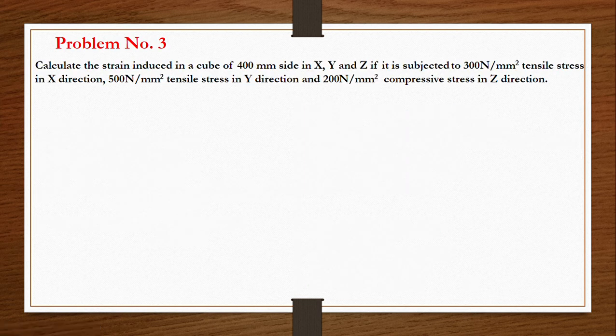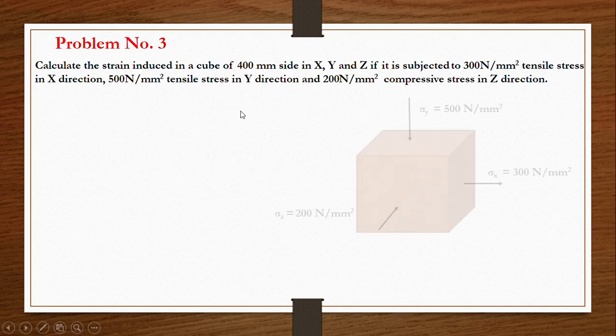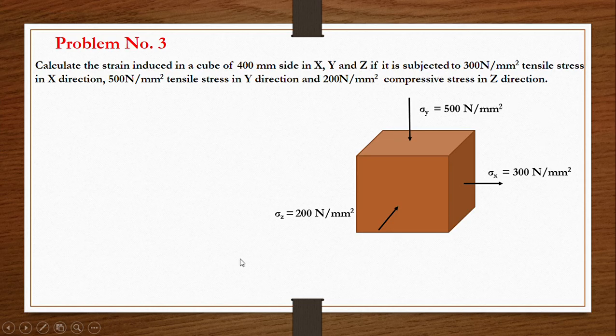Last numerical in this session: calculate the strain induced in a cube of 400 mm side in x, y, z if it is subjected to 300 Newton per m square tensile stress in x direction, 500 Newton per m square tensile stress in y direction, and 200 Newton per m square compressive stress in z direction. So we have the direction and the magnitude also: tensile, tensile and compressive. So we'll put it in the figure.